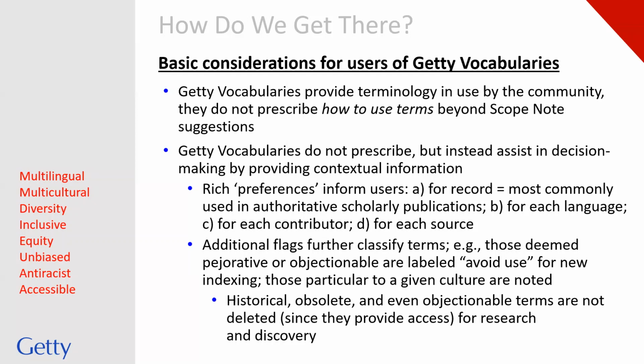And also we have additional flags that further classify terms. For example, we flag those deemed pejorative or objectionable. They're labeled avoid use for new indexing. We also flag those that are preferred by a particular culture, perhaps. Historical, obsolete, and even objectionable terms are not deleted in the vocabularies since they provide access for research and discovery, but they are so flagged.